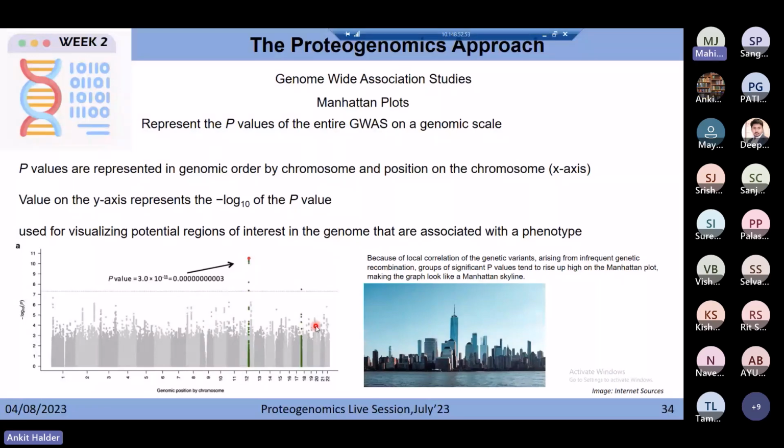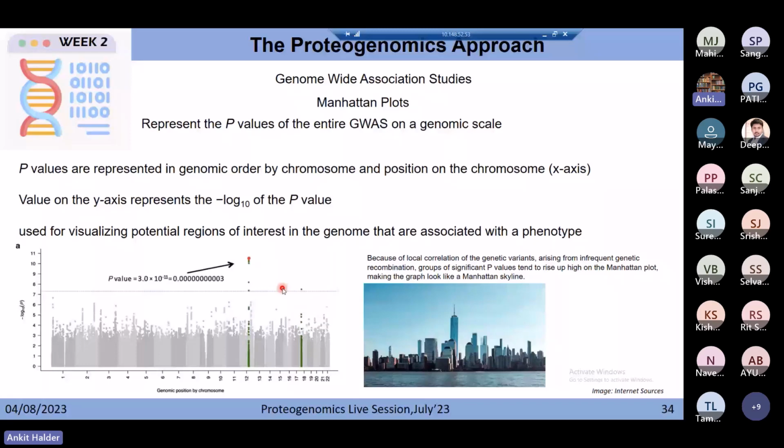I just had one doubt: above what p-value will a particular SNP be considered significant? That is according to the particular p-value you calculate using statistical means. In the plots, it will be evident which particular regions show the lowest p-values. Thanks.